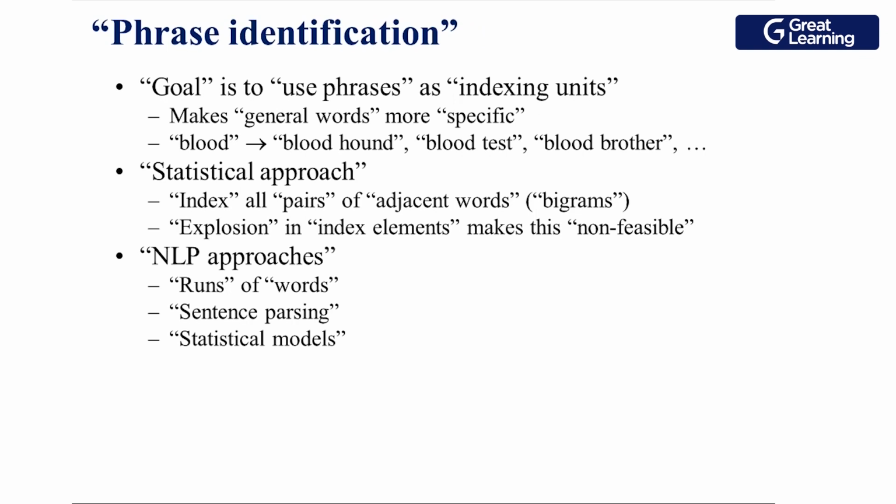So, is, to, as, makes, more, they are all stop words because they occur too many times in English, right? And anything that is separated by them is like a phrase. So, for example, indexing units is a good phrase, blood feather, blood test, bloodhound, adjacent words, index element, they are all good phrases.